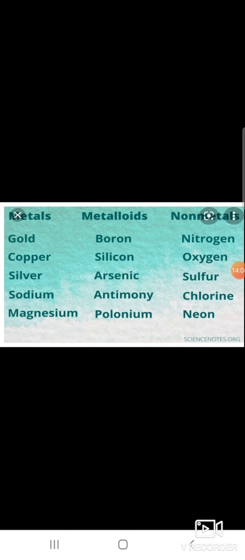So metals, metalloids, non-metals. Gold, copper, silver, sodium, magnesium are metals. Boron, silicon, germanium, antimony, polonium are metalloids. Nitrogen, oxygen, sulfur, chlorine, neon are non-metals. Metalloids exhibit the properties of both metals and non-metals. Silicon, germanium, antimony and boron are some of the metalloids.